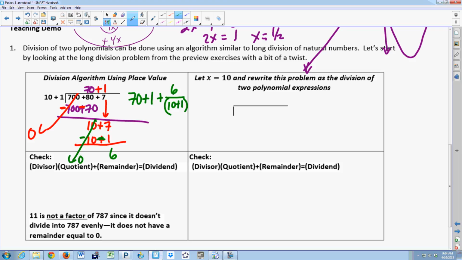I'm never going to ask you to do a long division with numbers on a quiz. No, what's coming up is what we're about to do now. Okay, so you'll see. All right.